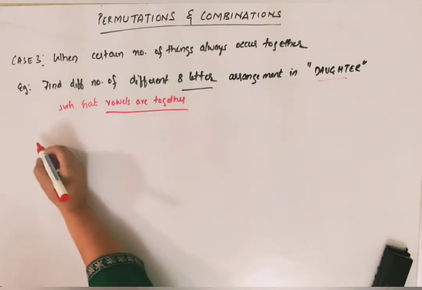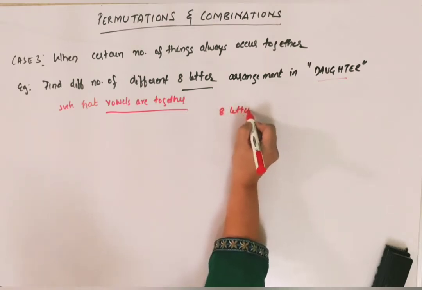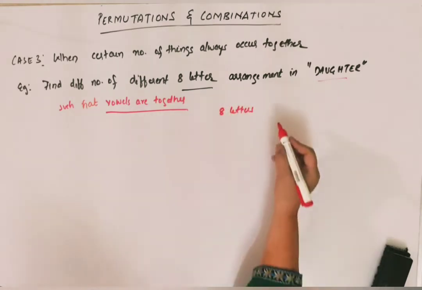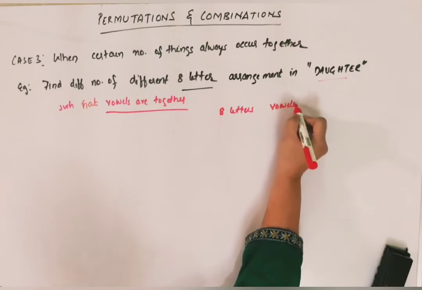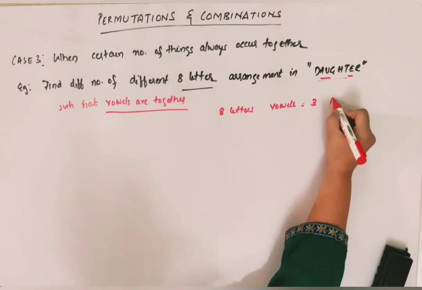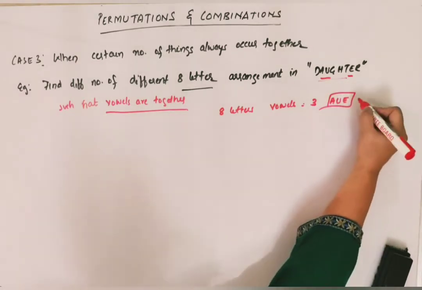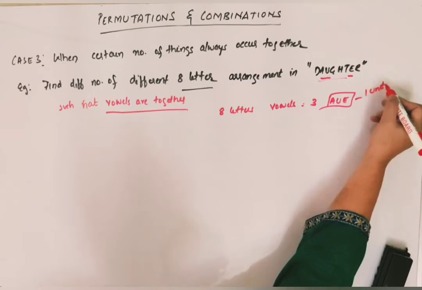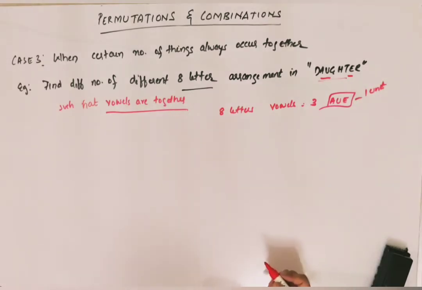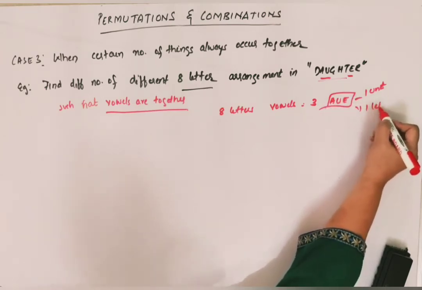Let's first step, how many letters do we have? We have 8 letters here. Right? And how many vowels do we have here? We have A, U, E. We have 3 vowels. Now we will consider A, U, E as one unit. Now you will wonder what are these units that have come up. Basically assume that this is one letter. Assume that it is one letter for the time being.